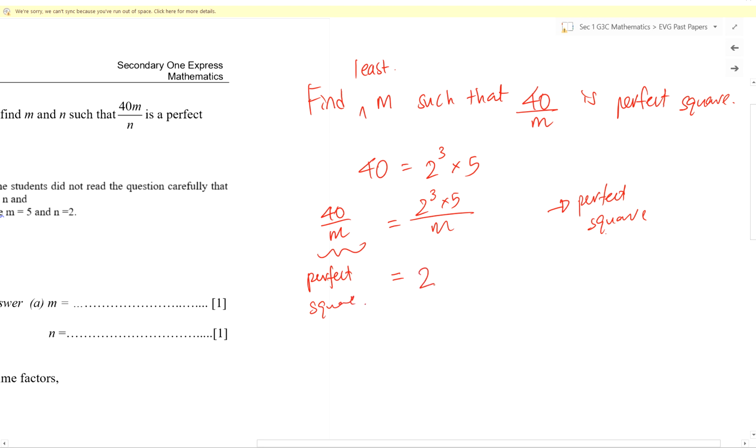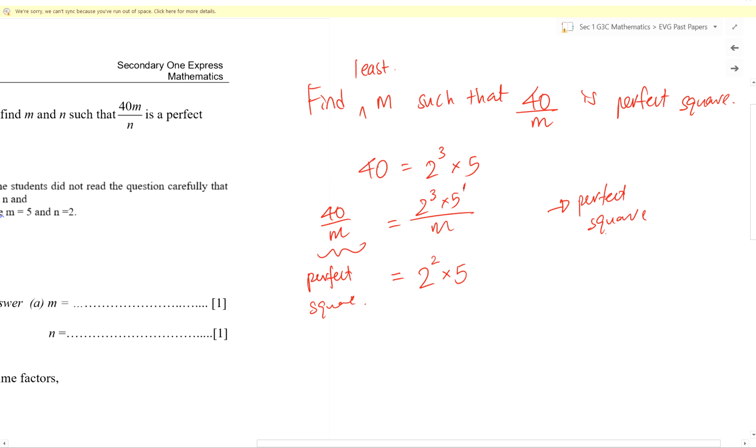So what will my power of 2 become? Currently it's 2 power 3. I want to divide by something so that my final 2 power something is even power. When you divide by a number, does the power increase or decrease? It will decrease because we are dividing. So our new power becomes 2. Then times 5. The current power is 1.